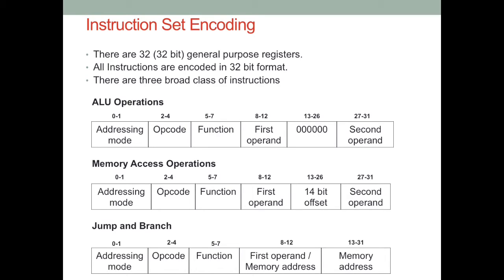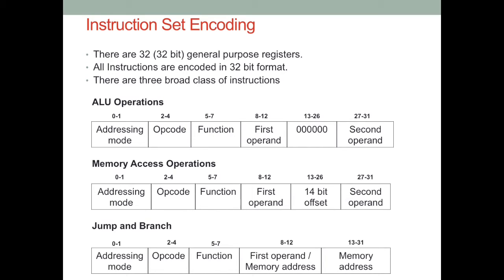Let's understand the format of the ALU operation. The first 2 bits indicate the addressing mode. The next 3 bits are for opcode. Bits 5 to 7 are for function bits. Bits 8 to 12 are for the first operand. Bits 13 to 26 are padded with 0, which can be used in future to increase the operand or for any other improvement. Bits 27 to 31 are the second operand.